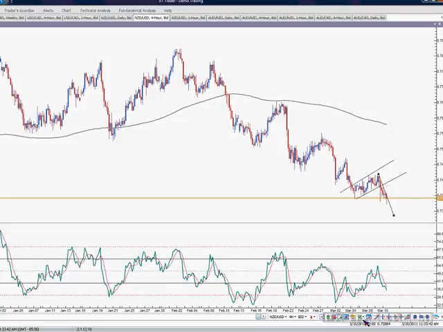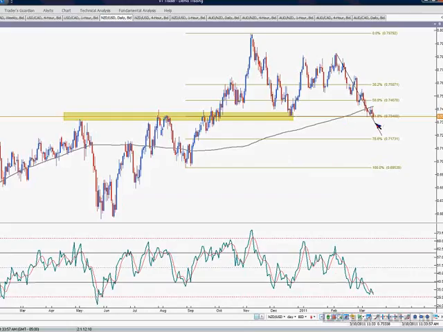Okay, we do have, however, a very long, extended bullish divergence. So look for some support here. Even if the market breaks below our support here, look for a little bit of a pullback. Okay, but this market should come down towards 0.72.